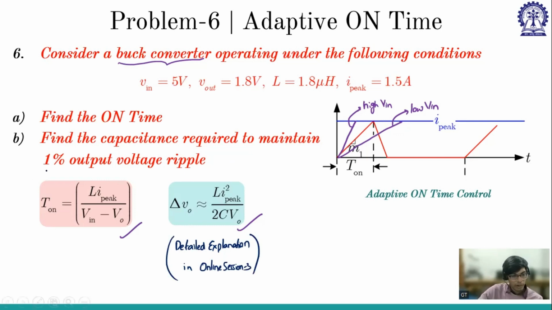So I told 1% output capacitor ripple. Output is 1.8, so 1% will be 1 by 100 into 1.8. If I do it by 10 by 10, it is 18 millivolts. So 18 millivolts is the delta Vo. I have given L, I have given I peak, I have given Vo. You have to find the capacitance required to maintain the voltage within 1%.